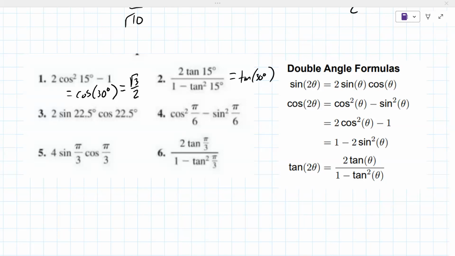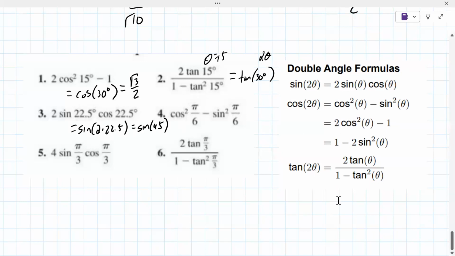How'd you immediately get that it's tan 30? Because the theta is 15 in that problem, and we want 2 theta. It also tends to be a number that you can find on the unit circle. In number 3, we don't know 22.5, but double that we do. That's what the formula says: theta is 22.5, so this is equal to the sine of 2 times 22.5, which equals sine 45.